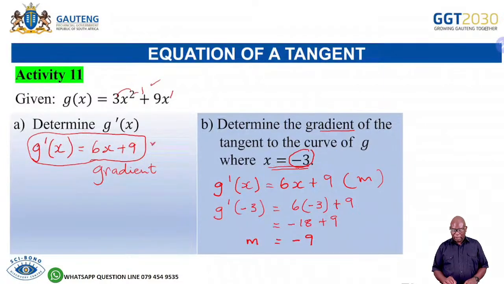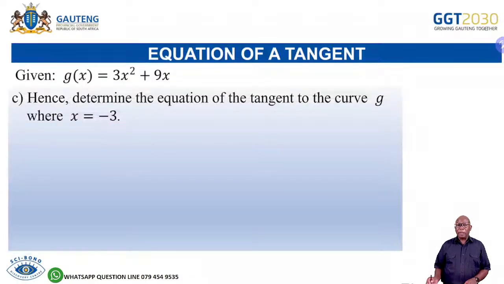Remember, this is a gradient where there's no point, because the x value is not substituted by anything. Once I substitute it, it will be the gradient at a point. So my gradient at a point will be -9. I need a point now for me to get the equation.